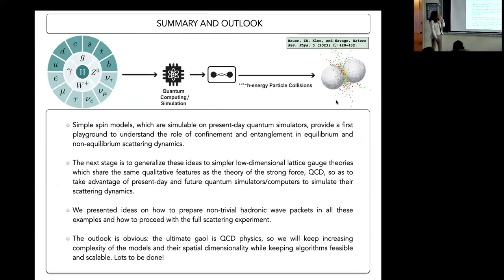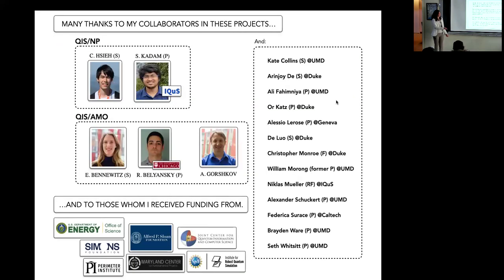Okay, and for the summary and outlook, the last thing: we started from spin systems that are easy. We're building our way up to more complicated gauge theories, understanding the most efficient path to get these more complicated initial states, because we want to do scattering processes. The obvious outlook is that the goal is standard model or QCD physics. We need to keep increasing the complexity of our algorithms and the spatial dimensionality, and at the same time keep them feasible and scalable so that we can actually achieve the goal of this program.